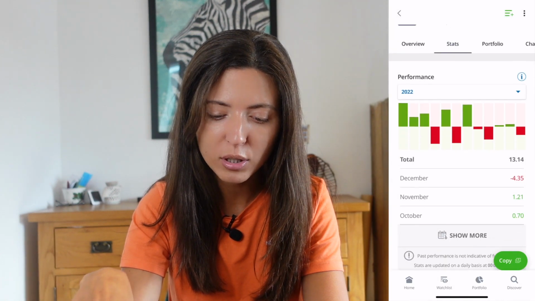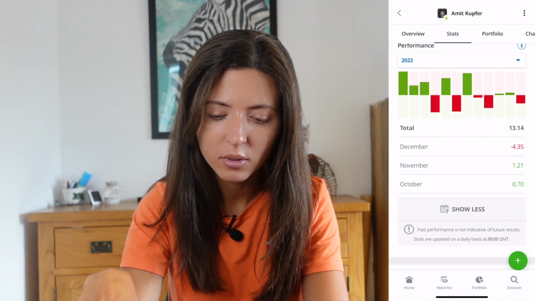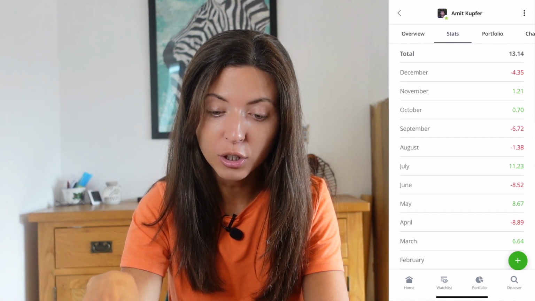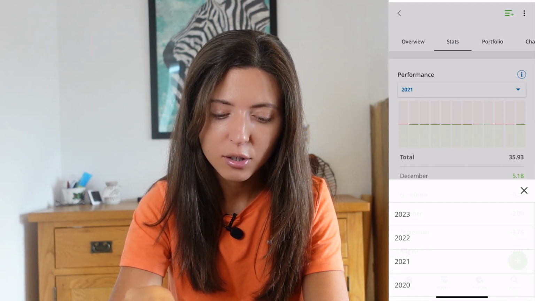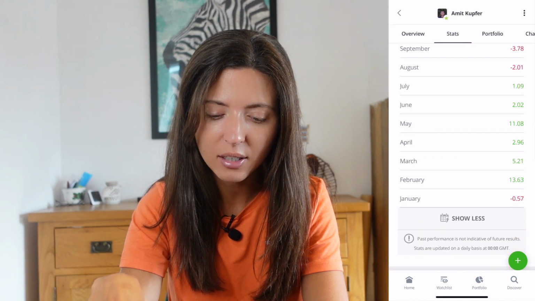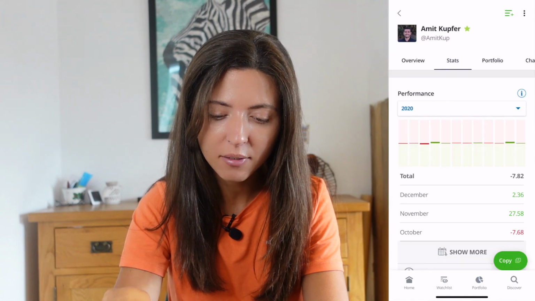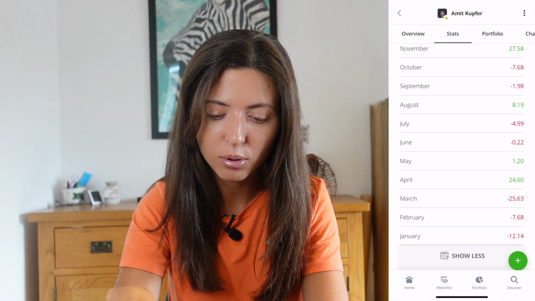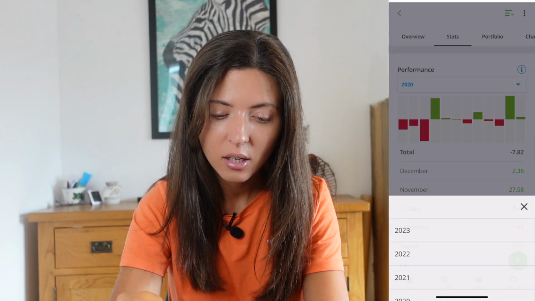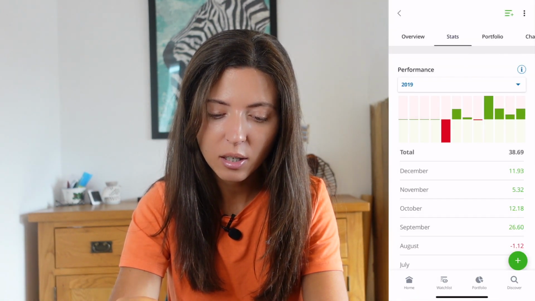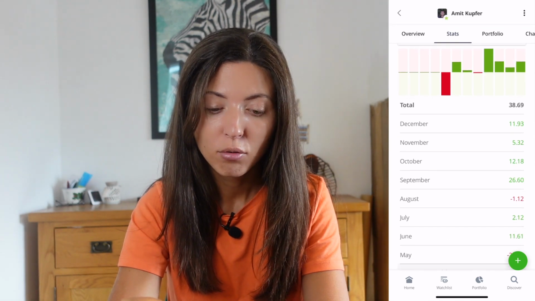So in 2022, his results were not as stable as in 2023. 2021 was a relatively easy year for everyone to make money from investing, and in 2020 he was at a loss of 7%, and in 2019 he was 38% up. Right. Okay, so in my opinion, the second person is better than the first one, someone who I would trust more, but still not someone who I would invest any money with.